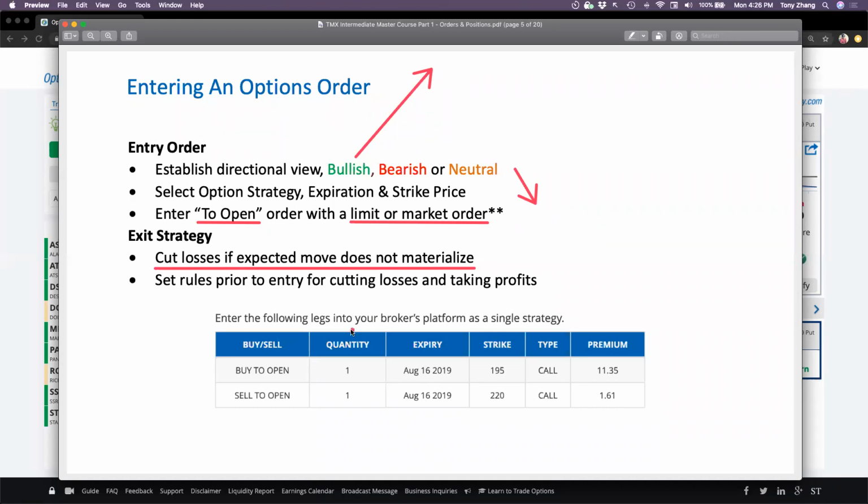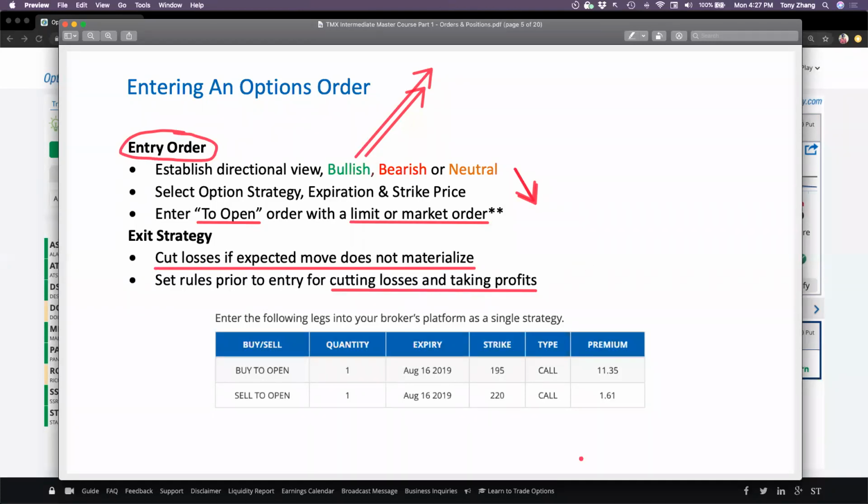And you should always have rules for both cutting losses and taking profits. So regardless of whether a trade goes against you or in your favor, you have rules pre-established before getting into your entry order to either take profit or cut losses. That is very important in terms of trading options or trading any market, to be perfectly honest, but especially with options, knowing when you want to cut your losses and when you want to take profits before you get into a trade. Now, does this all make sense to everyone?